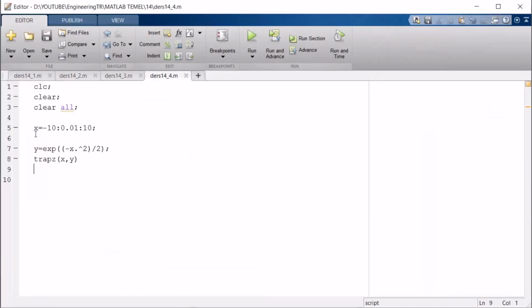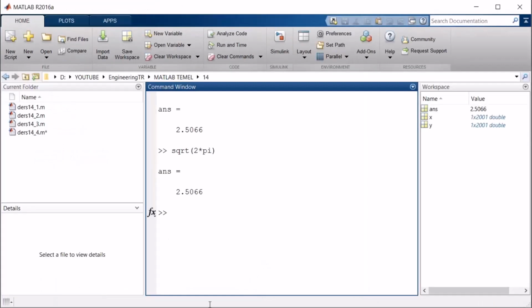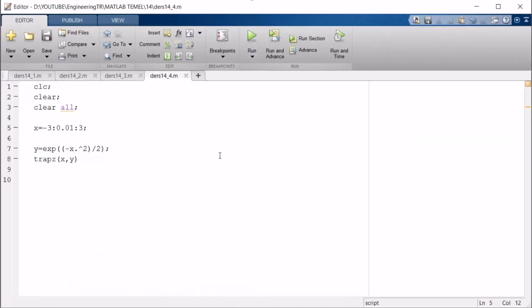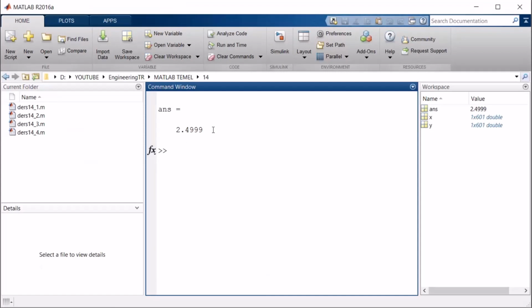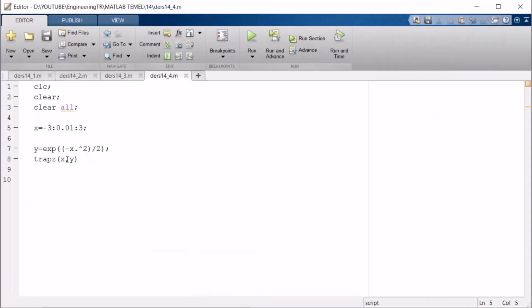What would happen if I made the boundaries a little smaller, from minus 3 to 3? Then the result would be slightly smaller than the answer, 2.5066. It would be 2.4999. For example, let me see if I can use inf here, but I think we can add something to infinity and never increase it and reach infinity, in my opinion.